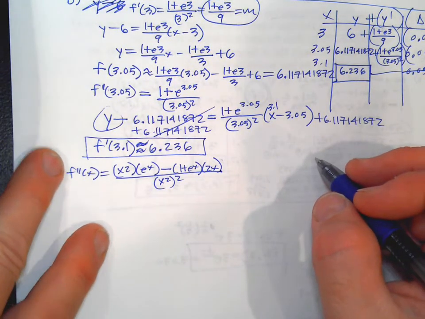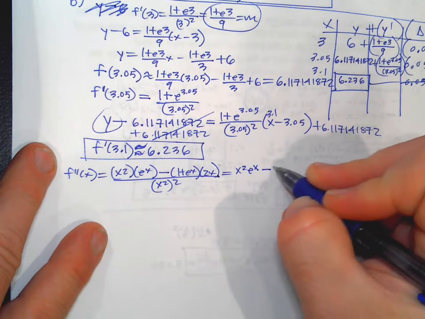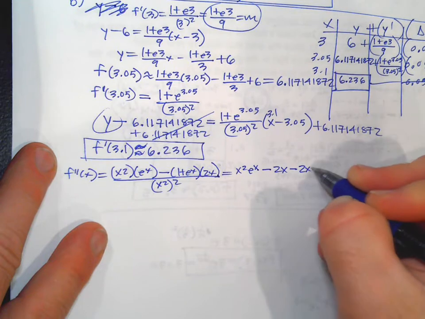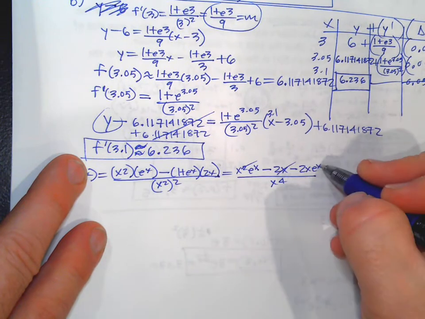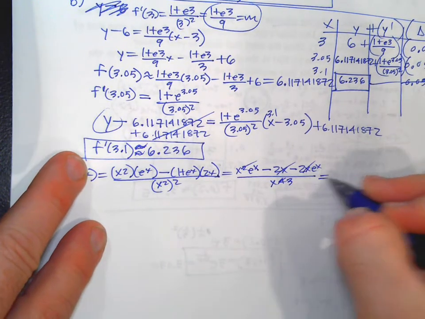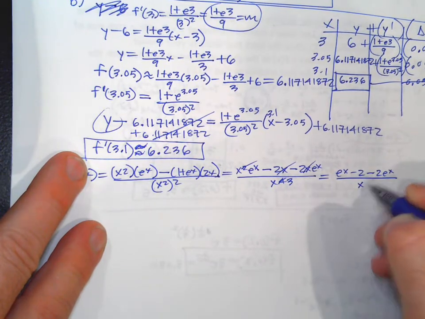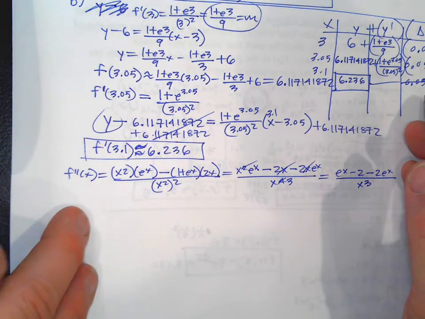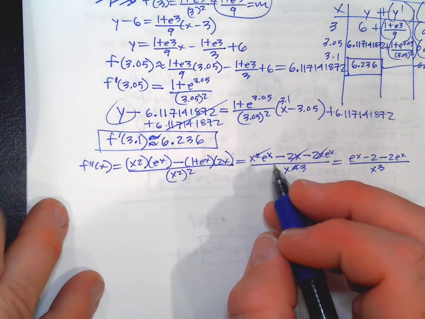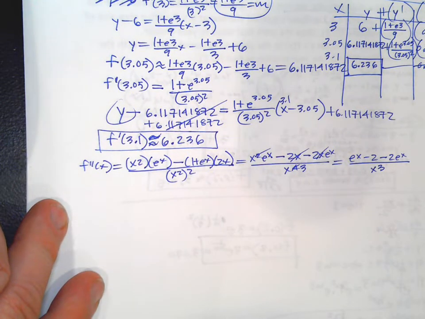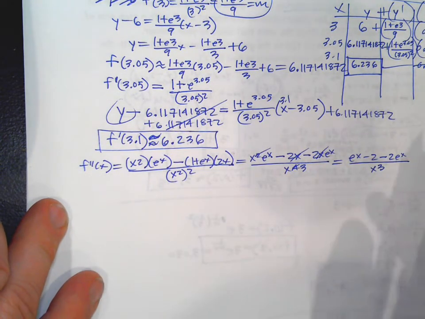Okay, so that's going to be x squared e to the x minus 2x minus 2x e to the x, all over x to the fourth. We could factor an x out of everything. So it's x e to the x minus 2 e to the x over x cubed. Okay, and so you can't just plug in 3.1 and say that it's positive.